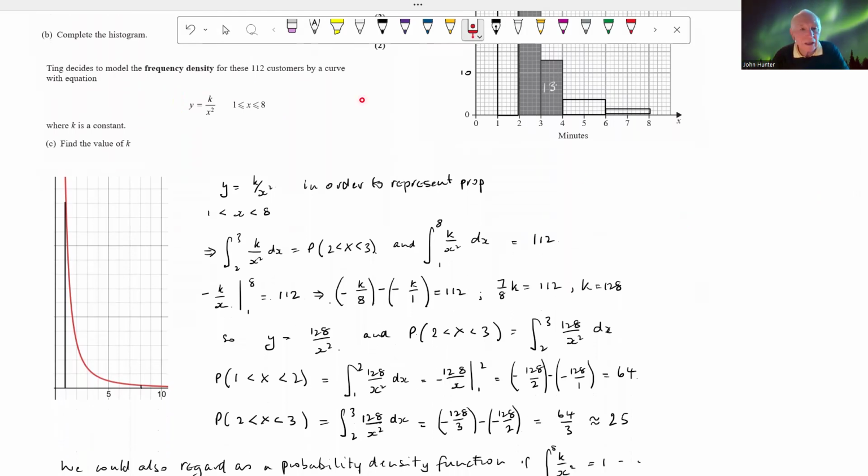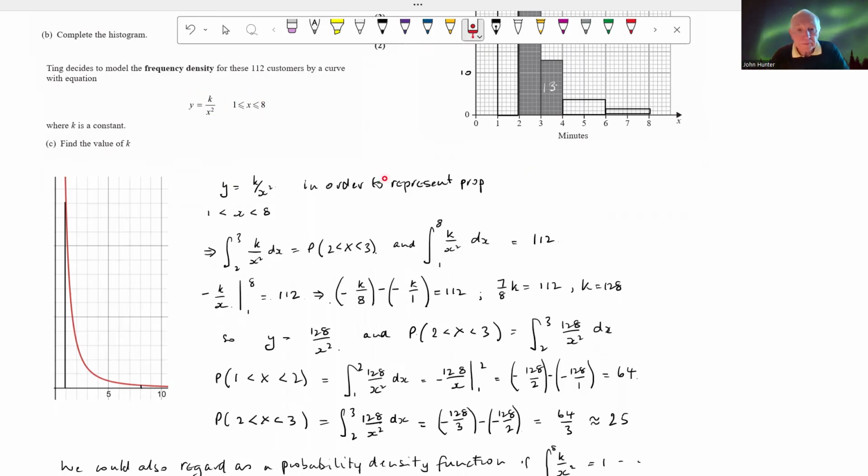What we're actually doing is using a continuous function. What this means is that if we're representing the numbers in here by this function, then the area under this function has got to represent these numbers. So in actual fact, the area under this function has got to be 112.